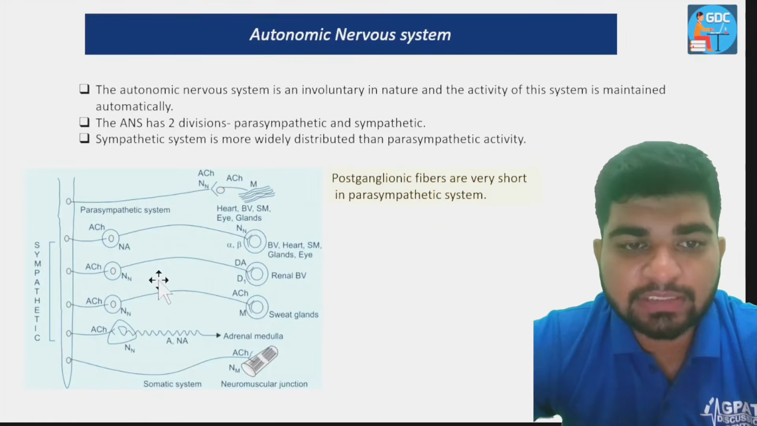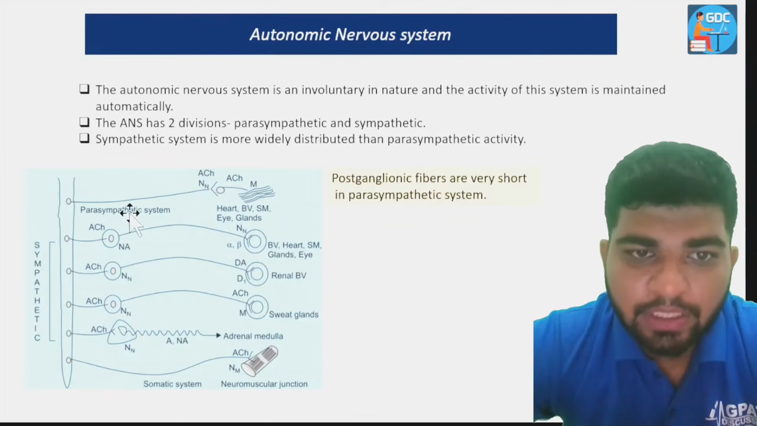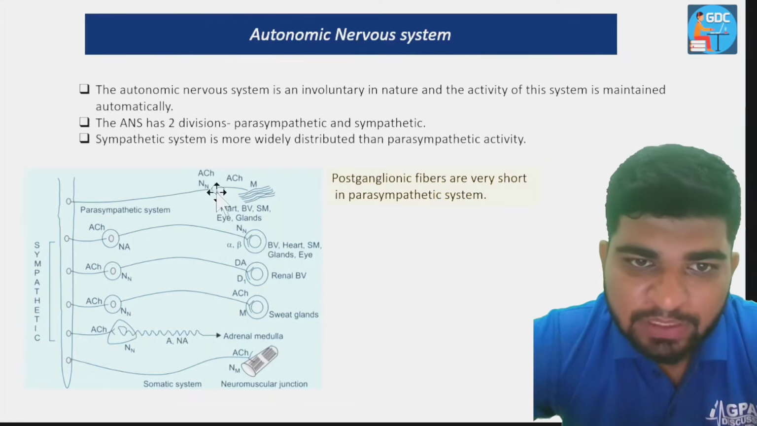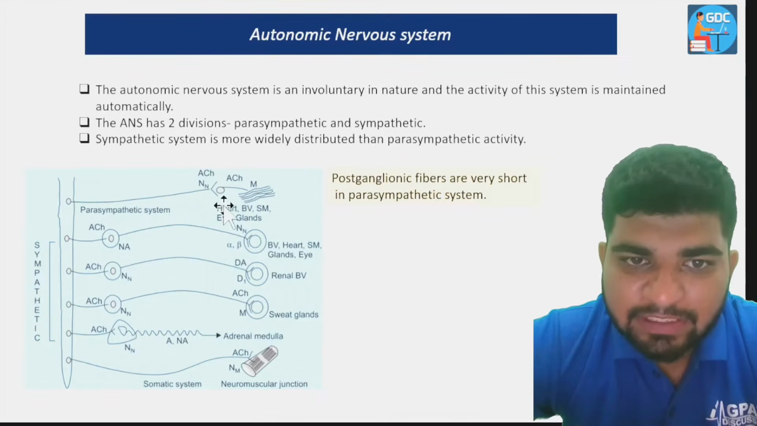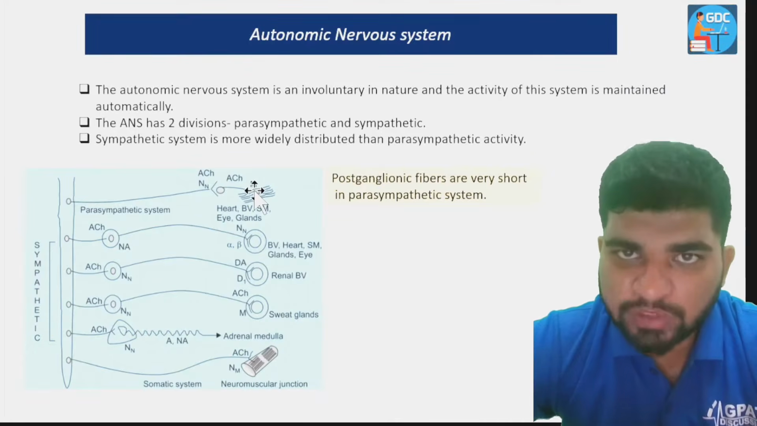So from here you can see the parasympathetic system. This is the parasympathetic system, that first one. In the parasympathetic, the first one is preganglionic, this middle one is the synapse, and afterwards this is the postganglionic.